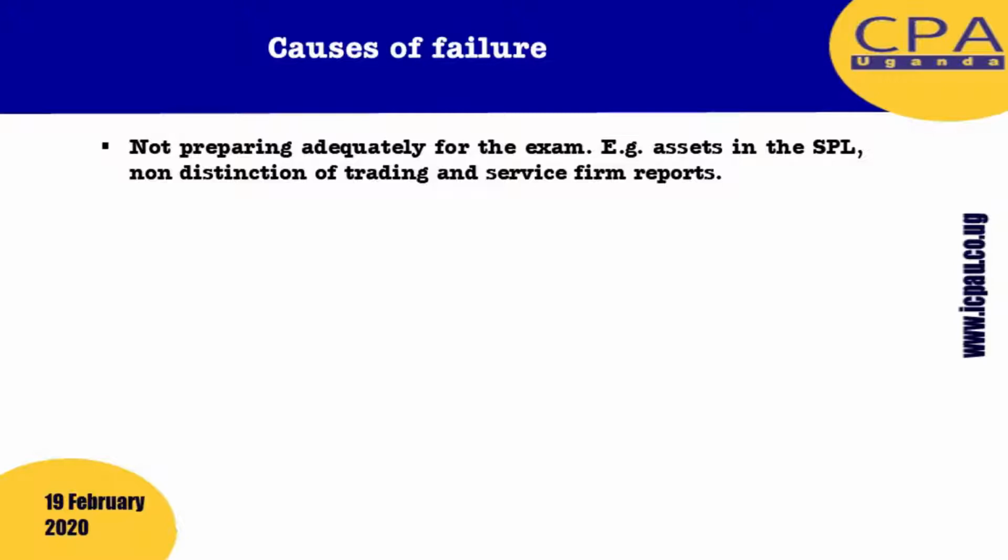From the reports that I read, there are things that can evidently show that this candidate was not prepared to have that sitting. For instance, if you come to expenses in the statement of profit or loss and you start putting land, buildings, that is enough to tell me that you do not know what operating expenditures are. You need some time maybe to understand that.